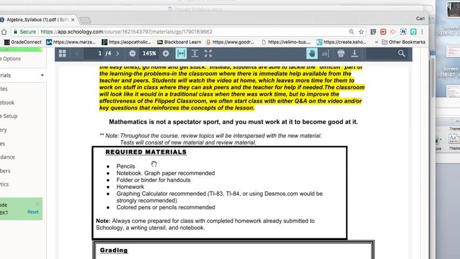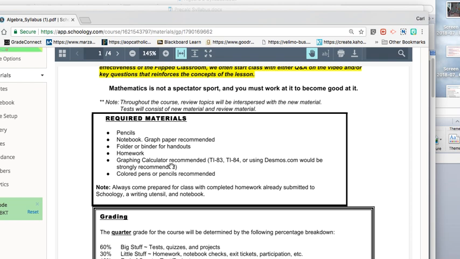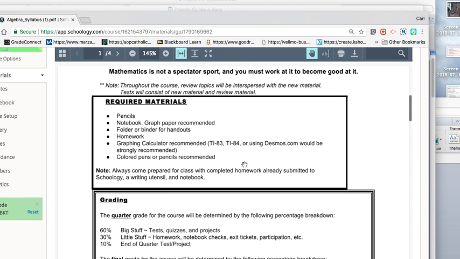Required materials, pretty standard for all three classes that I'm teaching. Pencils, a notebook, graph paper recommended for all of the classes, whether it's Algebra 1, Algebra 2, or Pre-Calc. A folder or binder just to stay organized. Homework we'll be completing in class in time. A graphing calculator is definitely going to be helpful. If you just need something to tide you over, Desmos should work just fine.